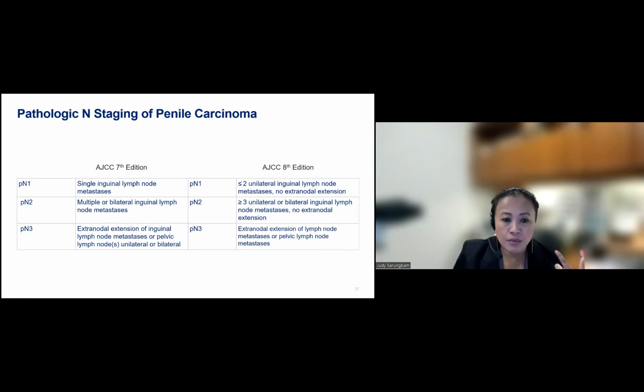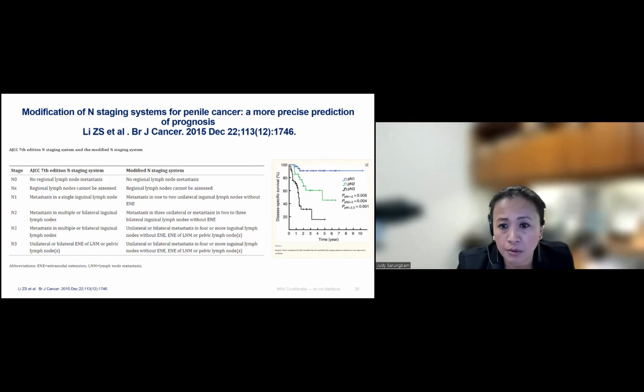Patients with N1 may not need additional adjuvant therapy after inguinal lymph node dissection. So it saves quite a few patients who have up to 2 positive lymph nodes. Initially, it was just 1. These are based on multiple studies, one of which initially proposed the modified lymph node staging, by Lee et al., which shows a clear separation of N1 and N2 in their proposed method.